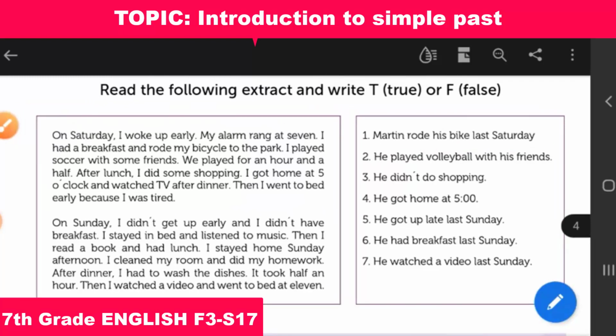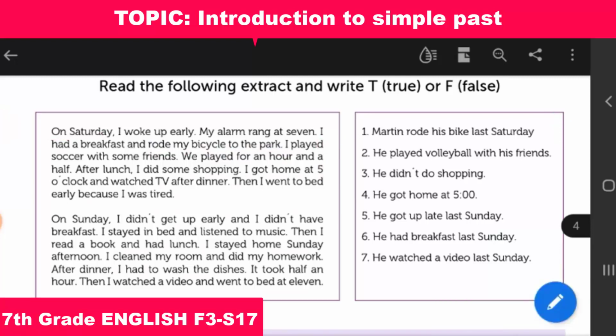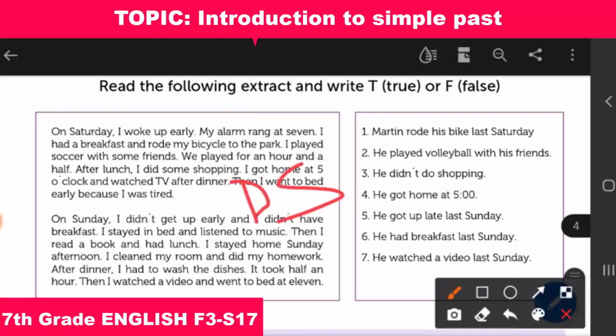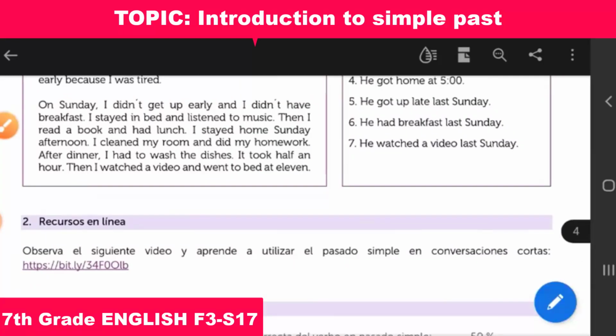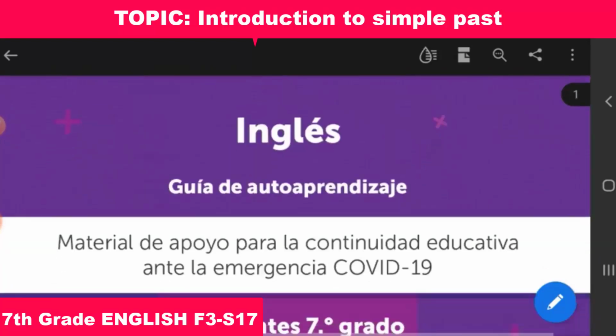On Saturday, dice, I rode my bicycle to the park. Is it true or false? Yes, it is true. Así que a la par le ponemos la T de true. Si fuera falso, le pondríamos la F de false. Y si no dijera, le ponemos DS, que significa doesn't say o no dice. Once again, if you have any questions, you can send me a WhatsApp.